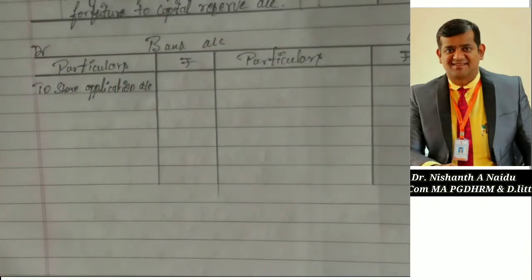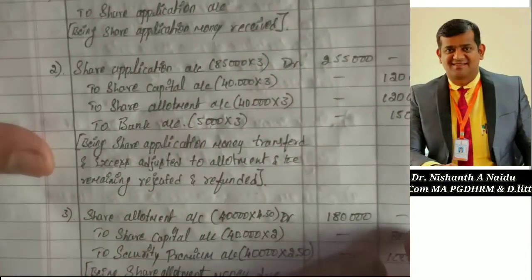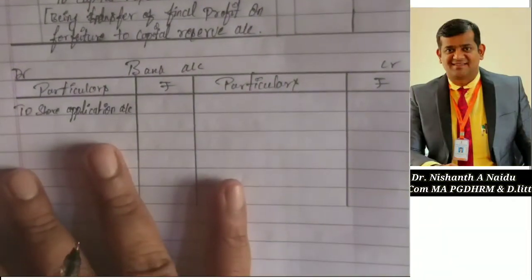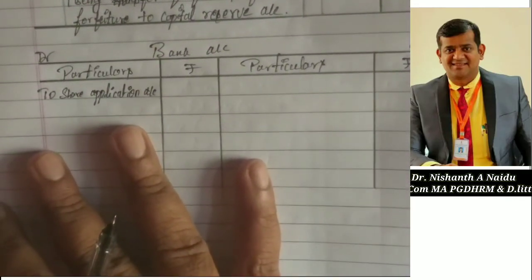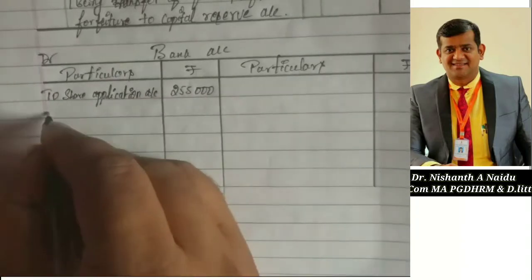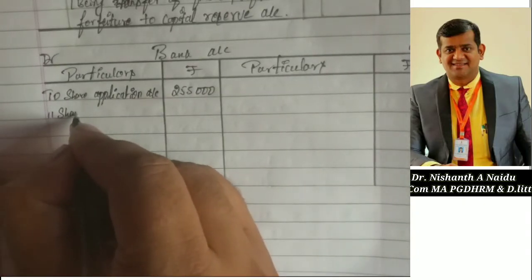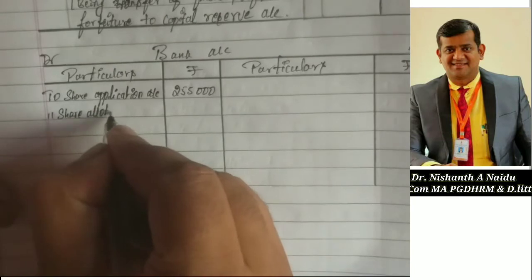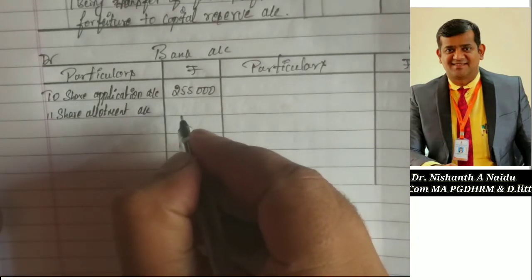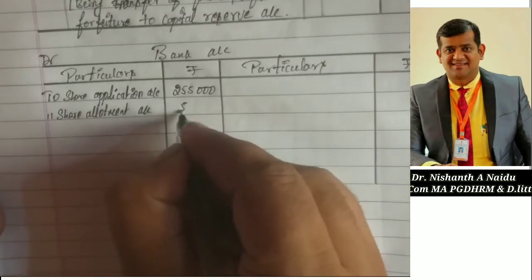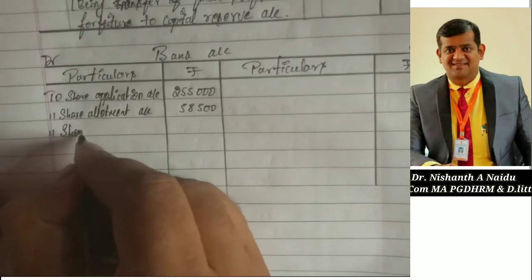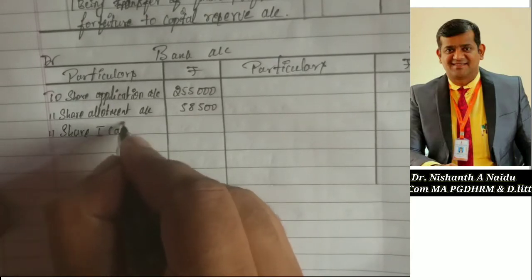That is 2,55,000 rupees. Correct, 2,55,000. So I am copying the same to here. So 2,55,000. Next to share allotment account. How much we have received against allotment? 58,500 rupees.